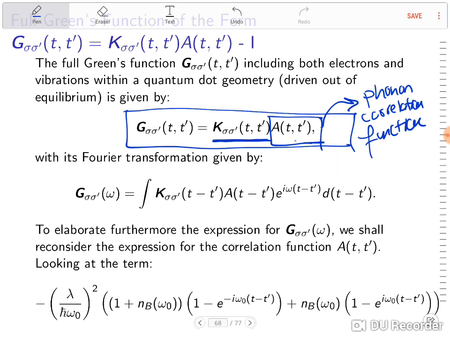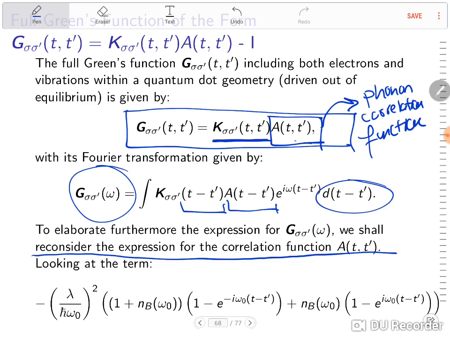Then if we calculate the Fourier transform of G, of course, we can only calculate the Fourier transform if both of these kernels depend on the difference between t and t prime. We integrate with respect to t minus t prime, and then we get G sigma prime of omega as follows. So we want to elaborate this a little bit, and to do so, we reconsider that expression for the correlation function A(t, t prime), and we just look at this term.